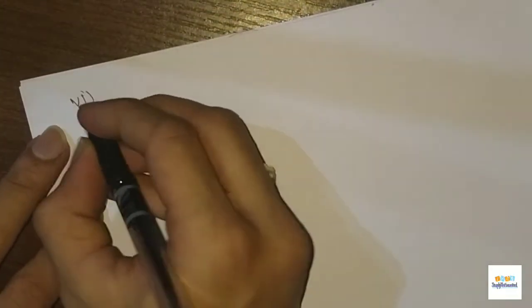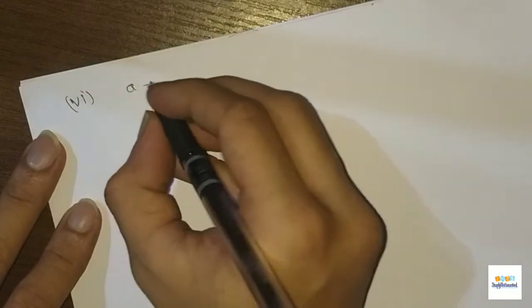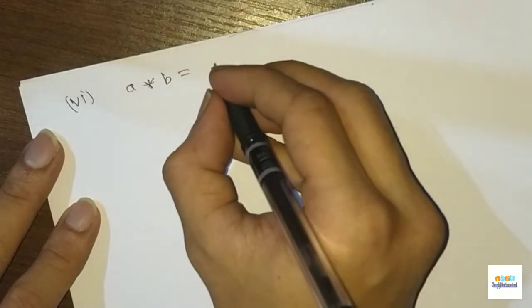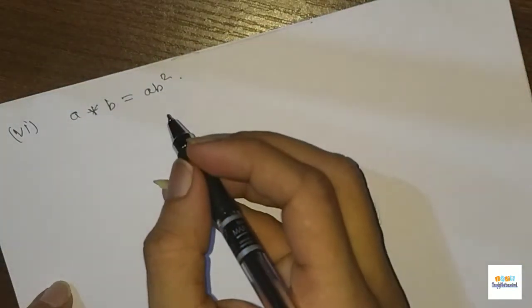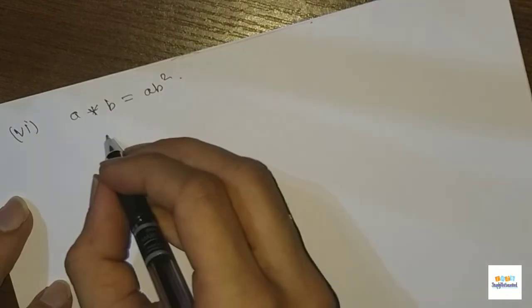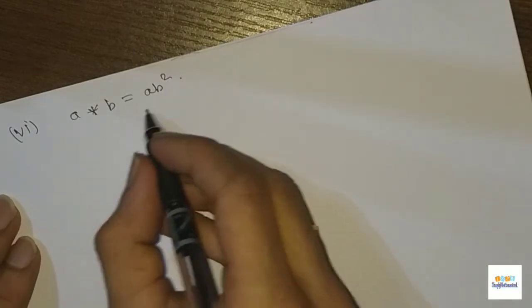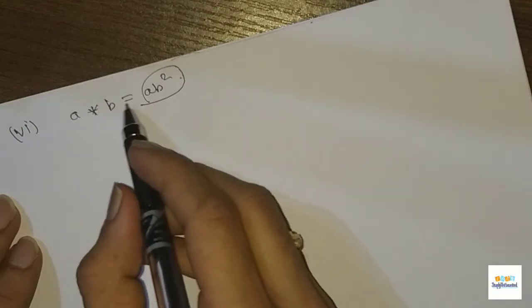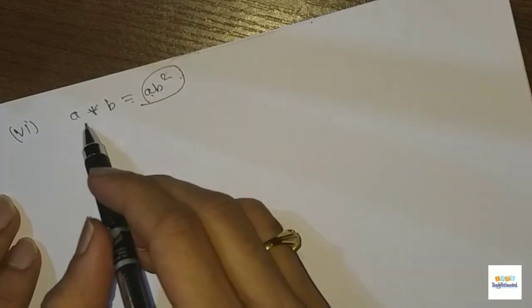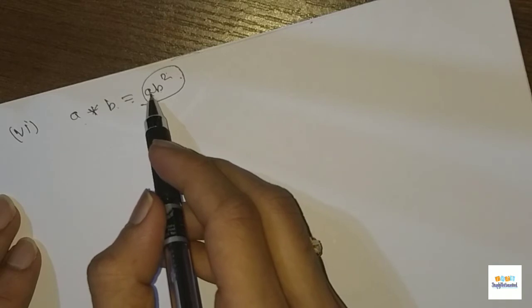So sixth one, you are given A star B is equal to A B square. This is the binary operation which is given to you. Now let us check whether this is commutative or not. This looks like it is not commutative. Why? Because A star B is equal to A B square. If we take B star A, then it will be B A square.